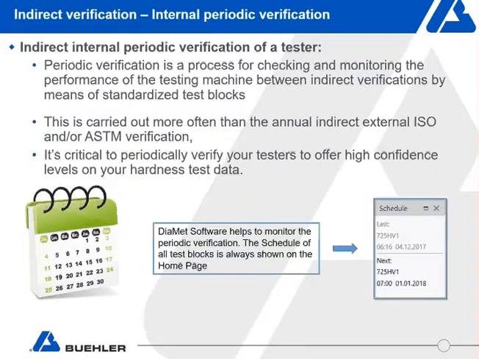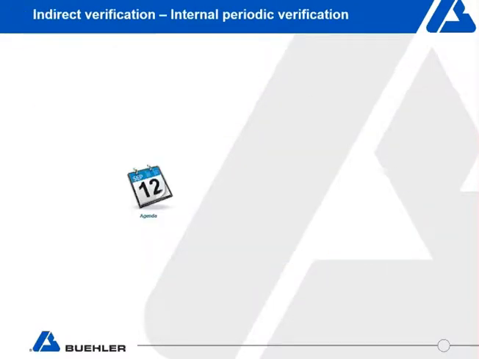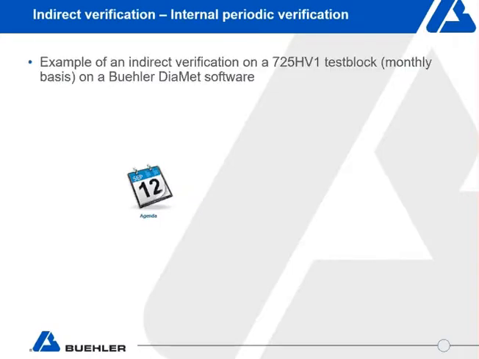And within our software, of course, we've added a tool that helps to monitor periodic verification. In this case, we're looking at the 725 Vickers, and you can specify when you want the software to prompt you to do the verification. This can be daily or whenever you change indenter or load, depending on the kind of application you're doing. And as an example here, I'm talking about the 725 Vickers HV1 test block.